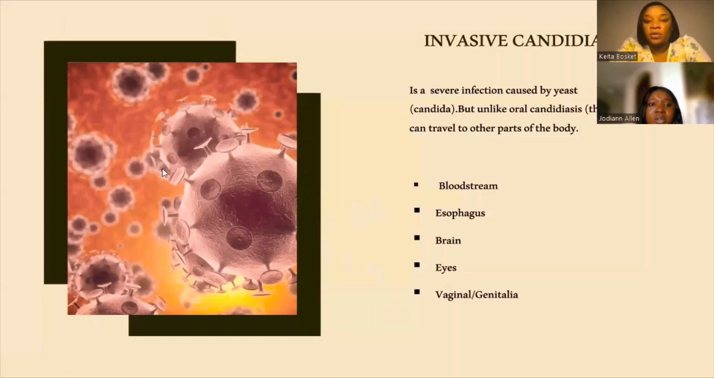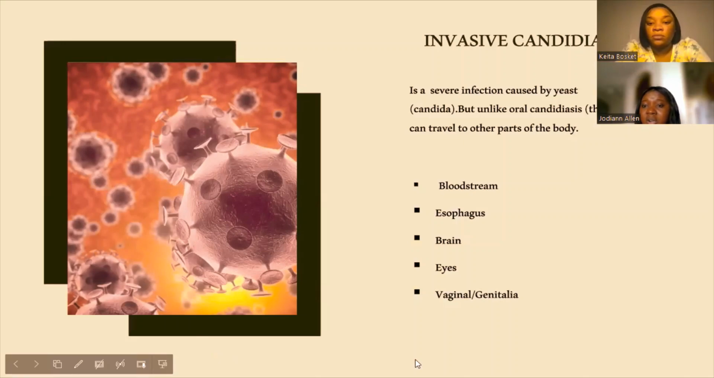Right. Now, if we're going to go deeper into this disease, this is a photo of what the fungi looks like in our bodies, in your bloodstream and so forth. This is when it becomes invasive. Invasive candidiasis is a severe infection caused by the yeast Candida. Candida is the yeast that actually causes the infection, but unlike oral candidiasis, it can travel to other parts of the body. It can go inside your bloodstream, your esophagus, your brain, eyes, vaginal area or genitalia. And we're going to talk further on that.